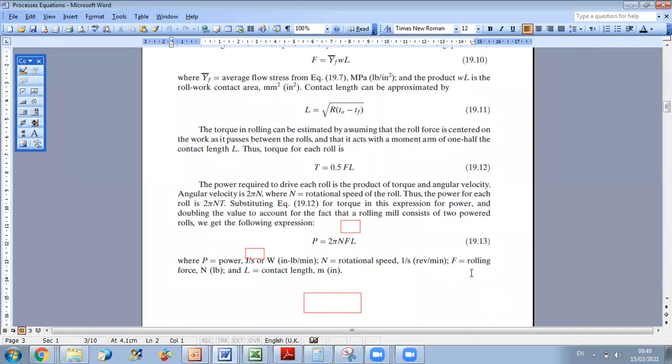And of course, F is the rolling force. If I am working in SI units, I take it in Newton, and for length, I take meter. If I'm working in the English system of units, for power, it is inch-lb per minute, for example. For rotational speed, it will be in revolutions per minute. For F, it will be in lb, and for L, it will be in inch.